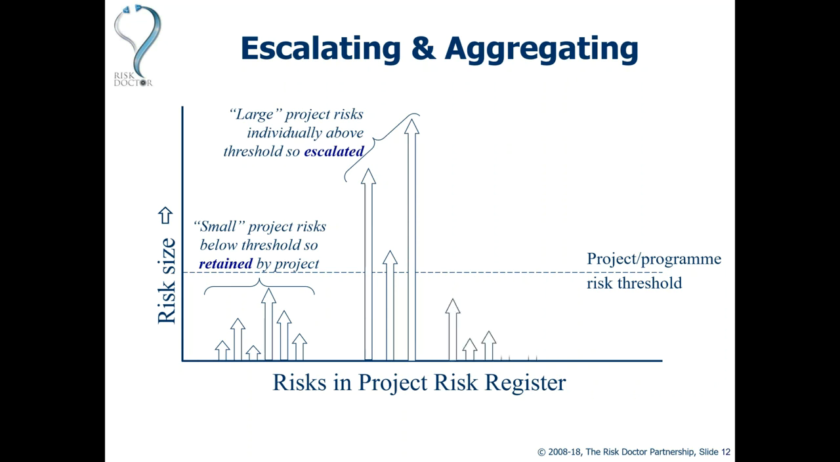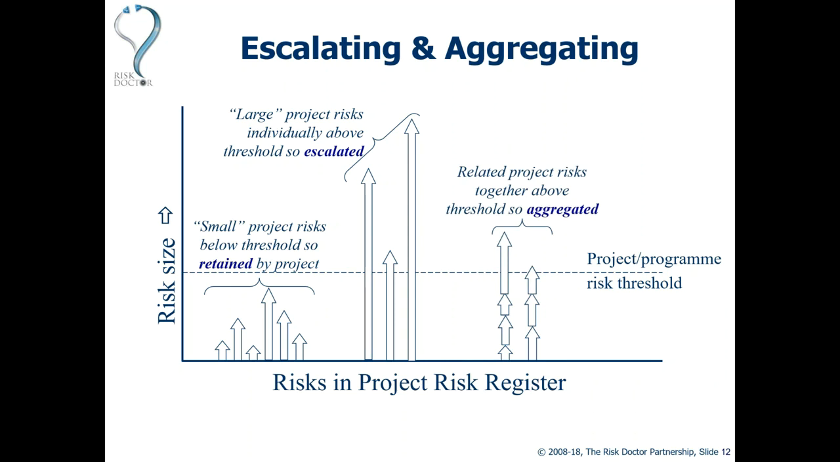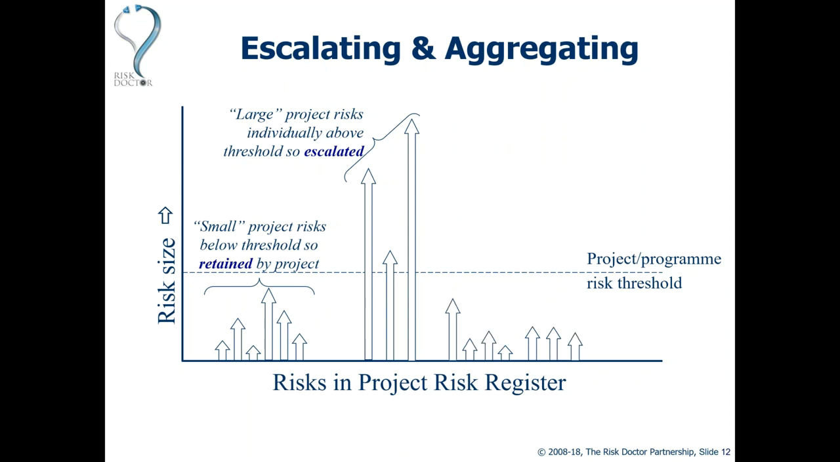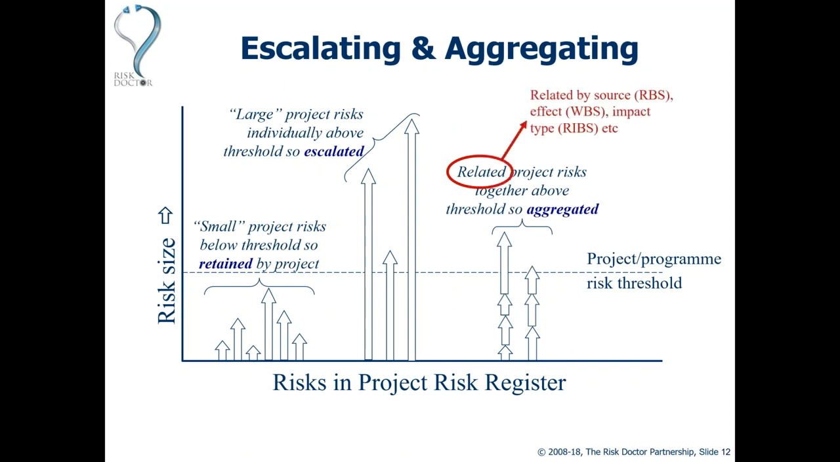And then we might find in the project risk register a range of smaller risks that are related, perhaps within a single project or perhaps across different projects. And they might be related because they have the same cause, or because they affect the same objective, or because they have similar characteristics. And what we might be able to do in this case, if we recognize that these risks are linked together, is aggregate them and see how big their aggregated impact might be. And if their aggregated impact breaches the project and program risk threshold, then they also need to be addressed at the program level.